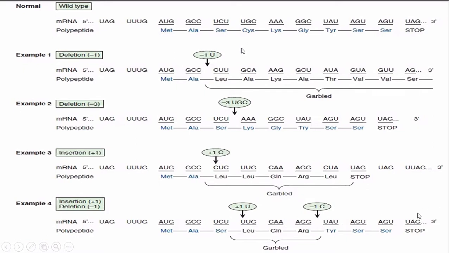Okay? Ito yung mga mas grabe yung effect ng mga frame shift mutations. Unlike your point mutations, konti lang, a single protein or a single amino acid. Dito talaga buong amino acid sequence mo masisira.